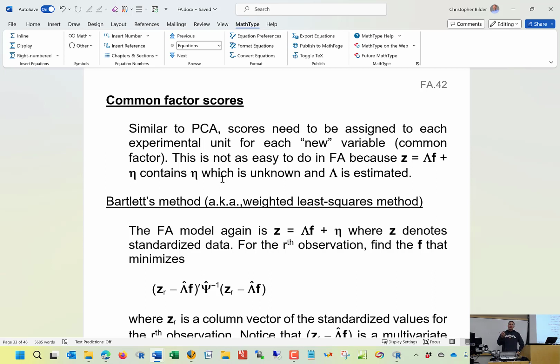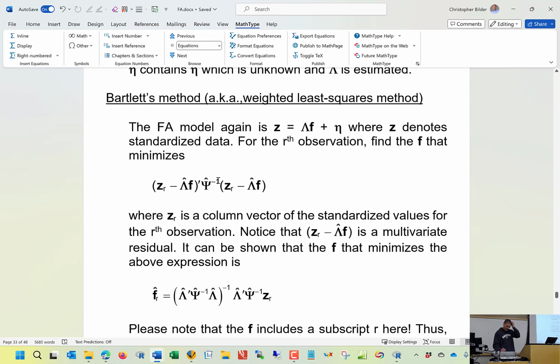If you want to understand this further, my Stat 870 notes for our regression analysis course, or course online, Chapter 11 of my notes contain a good explanation of it, and also either Chapter 3 or Chapter 4 of my notes. Okay. So our goal here is to actually come up with numerical values for F for every single observation. That's our goal. And the first method that we're going to be talking about is something called Bartlett's method, which is also known as the weighted least squares method.